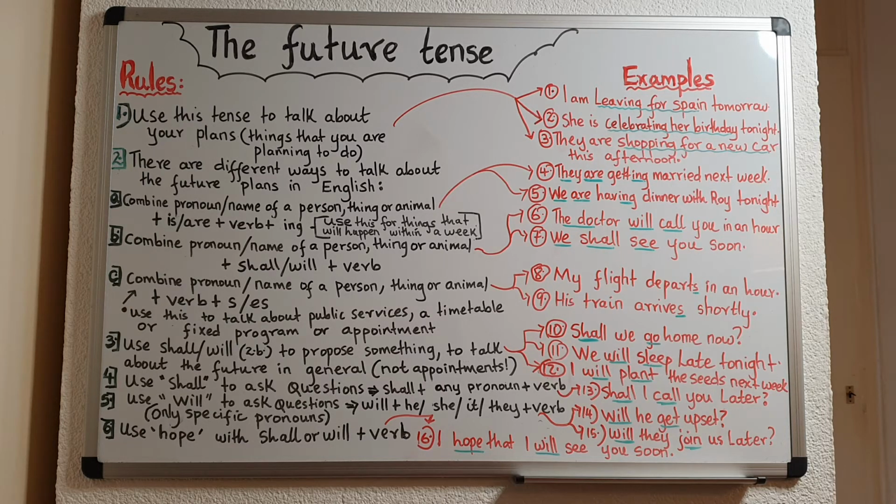Now, there are different ways to talk about your future plans in English. So there are different ways in which you can construct a sentence in the future tense. Let us look at the first one. Look at A, 2A.